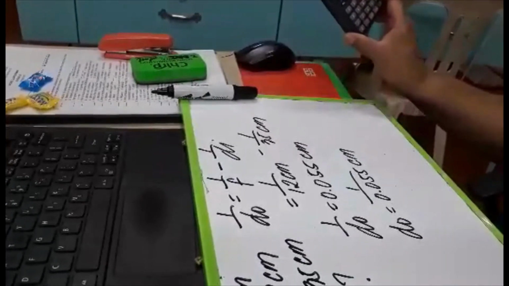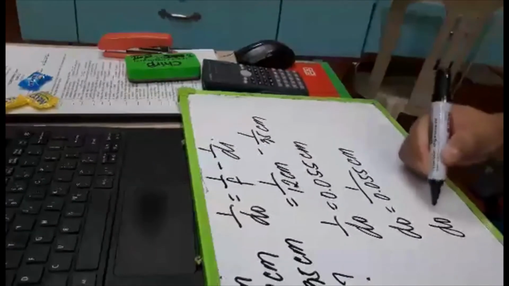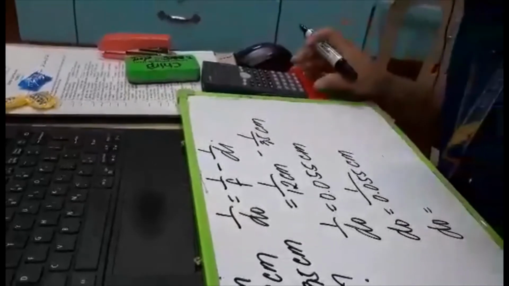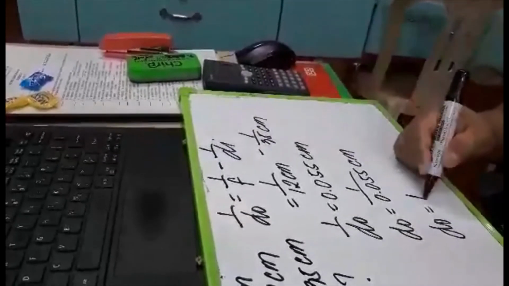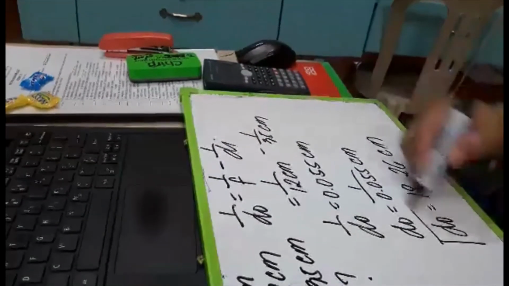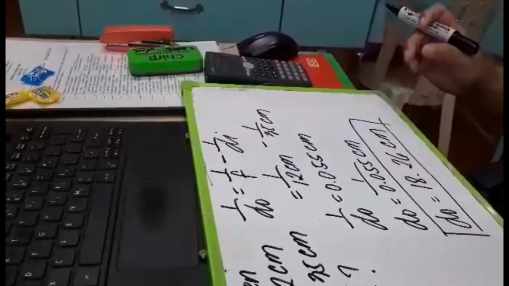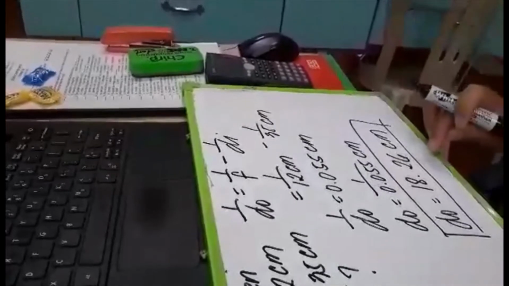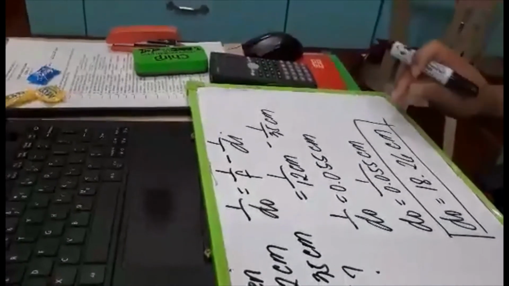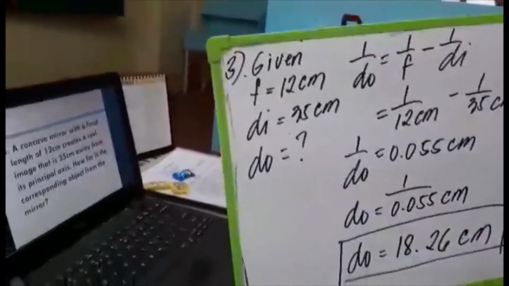So we have here our answer is from that. So DO is equal to 18.26 centimeters. This is our object distance. Kasi ang tanong po, how far is the corresponding object from the mirror? Meaning, the object is located 18.26 centimeters from the mirror. Okay, this is our equation. Okay, from that is a problem.